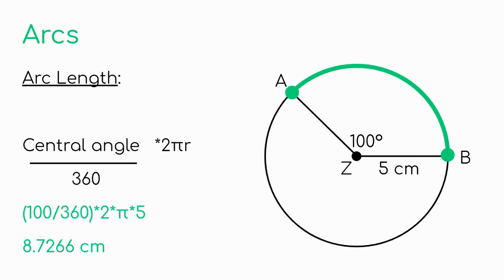What that's going to look like is you're going to take 100 divided by 360, central angle divided by 360, times 2 times pi times 5, because our radius is 5. Grab your calculator, you can plug that all in: 100 divided by 360 times 2 times pi times 5. Make sure you're getting 8.7266. If you're having trouble with your calculator, make sure you contact me. I can help you out. You can use Google Calculator. That works pretty well.